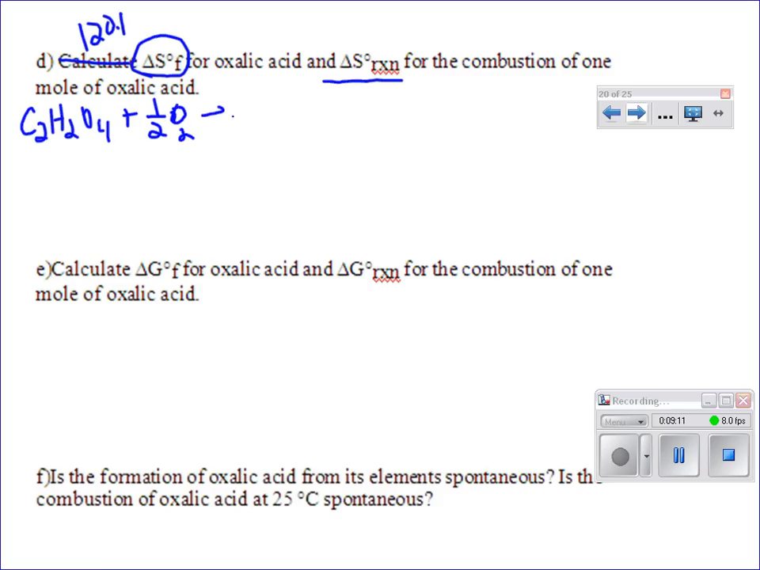Oh, there it goes again, being all weird. Oh, it's not at equilibrium.